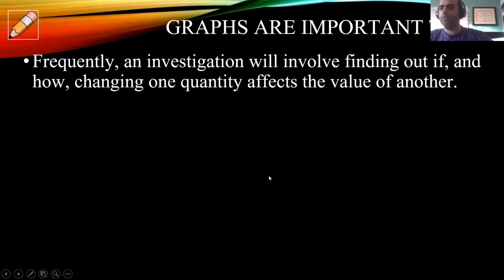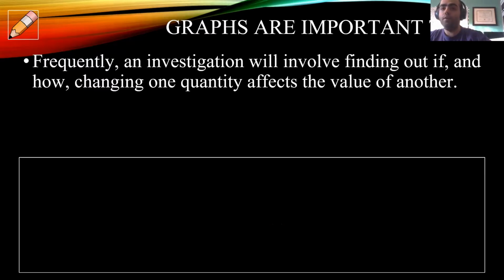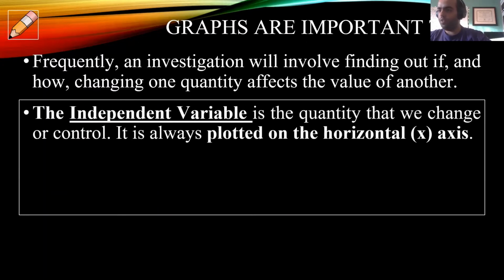When we do labs in this class, we're going to be interested in seeing how quantities that we collect in the lab relate to each other and how changing one quantity might affect another. The words you want to know for the two different quantities you're dealing with: you're always going to have an independent variable, which is the quantity that is being changed, or the quantity that you control in an experiment. When you are creating a graph, you always plot the independent variable on the horizontal, or the x-axis, of the graph.